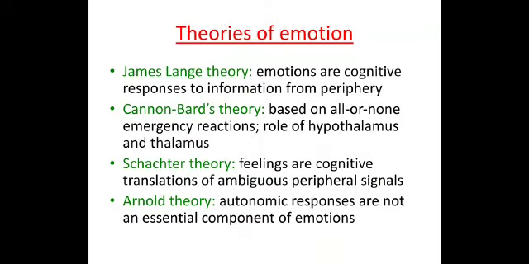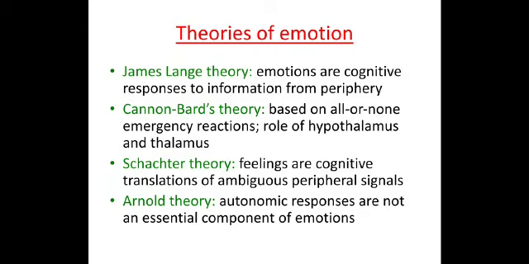So to understand, there are different theories of emotion: James Lange's theory, Cannon-Bard's theory, Schachter's theory, Arnold's theory. In James Lange's theory, emotions are cognitive responses to information from the periphery. So they're mainly cognitive responses to information from the periphery.